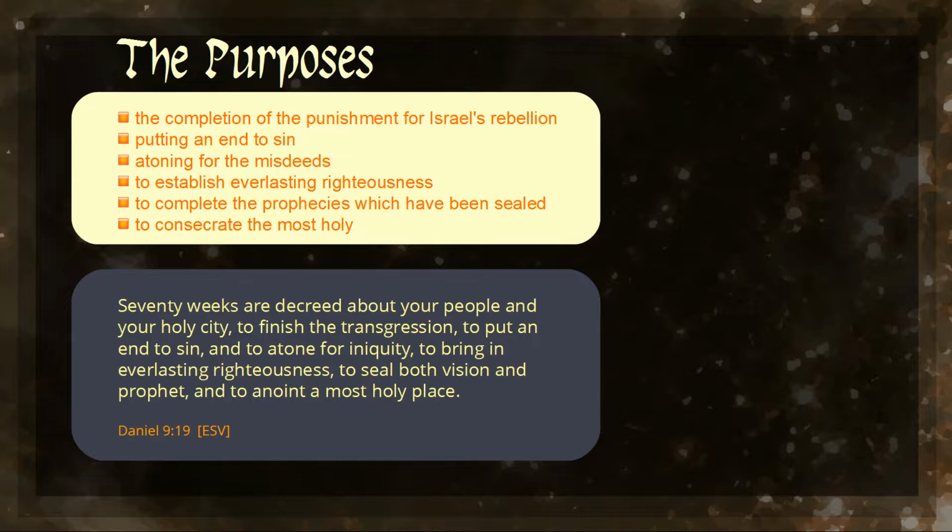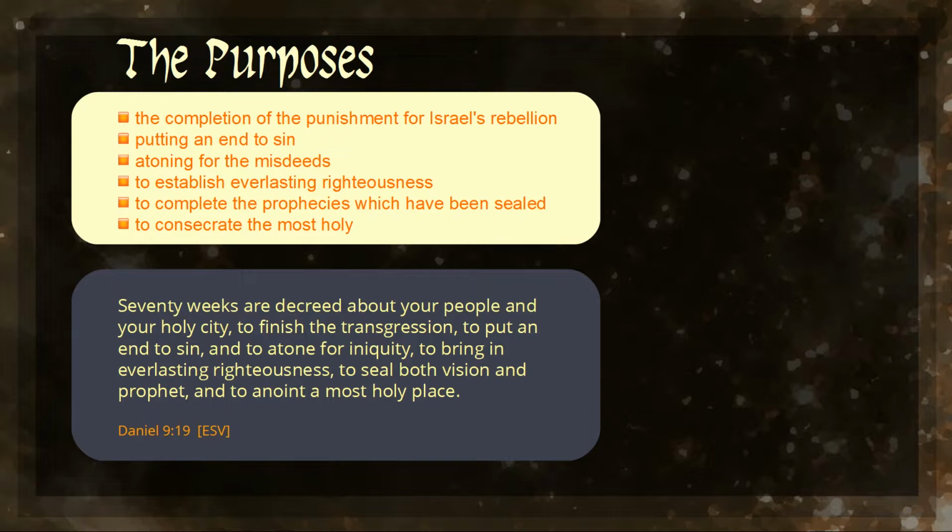However, the 70 weeks have multiple phases of restoration. The reason that Gabriel split the 70 weeks of years into 3 sections is that each section shows a phase of restoration for the Jewish people. Daniel 9:24 contains the 6 stated goals for the period of 70 weeks: the completion of the punishment for Israel's rebellion, putting an end to sin, atoning for the misdeeds, to establish everlasting righteousness, to complete the prophecies which have been sealed, and to consecrate the most holy.